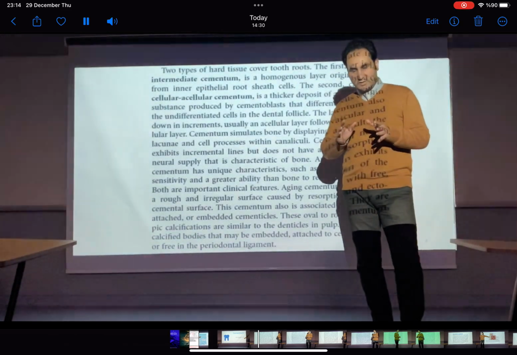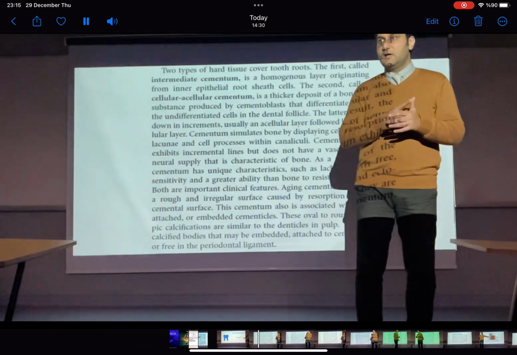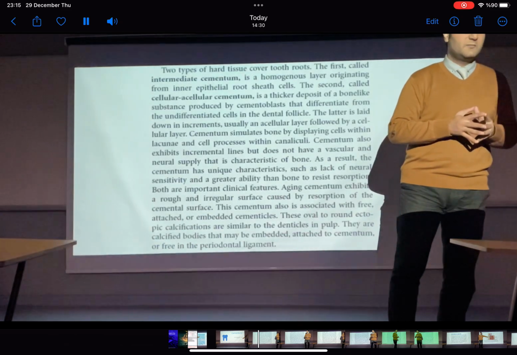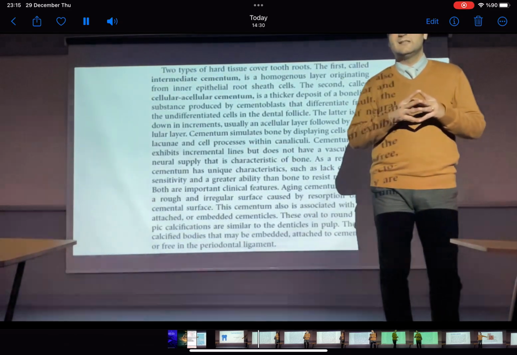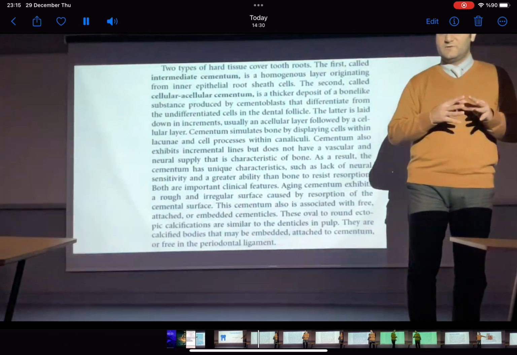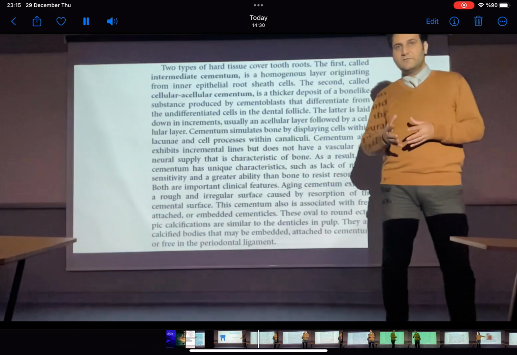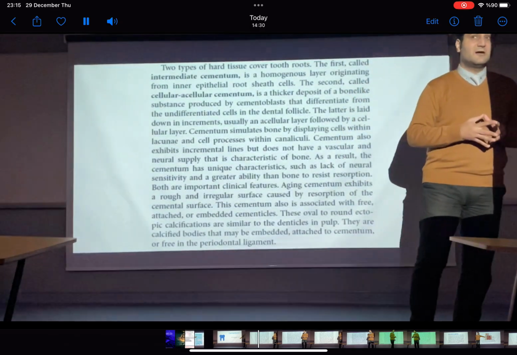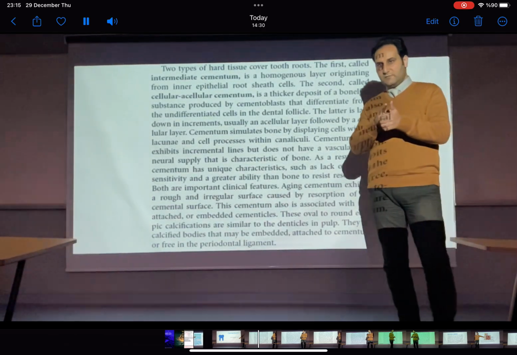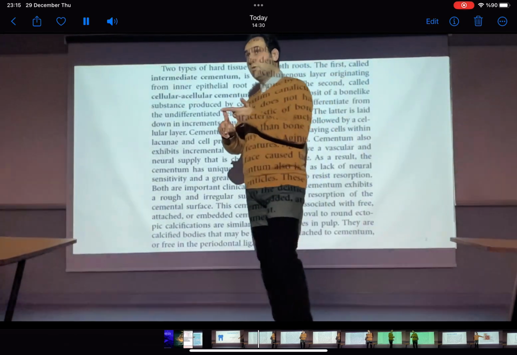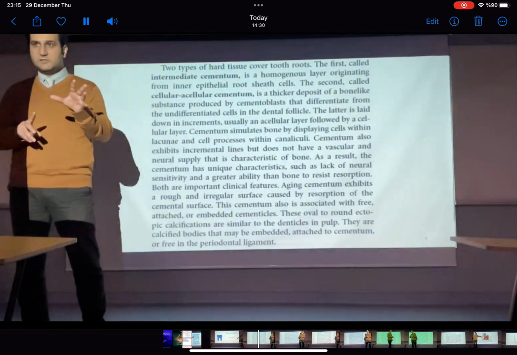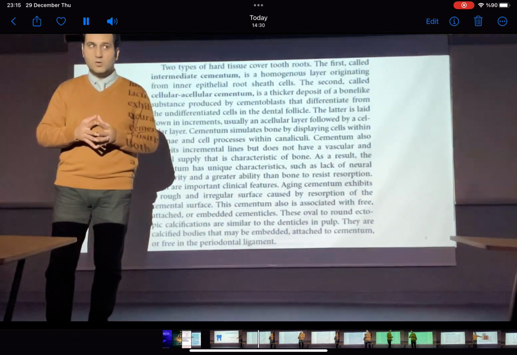Now, returning to our intermediate or primary cementum. In the structure of intermediate or primary cementum, we don't have cells. We have only cementum structure, without cells. This type of cementum is also known as the acellular cementum. So, we have the terms intermediate cementum, primary cementum, and acellular cementum. All of these are the same. Okay?